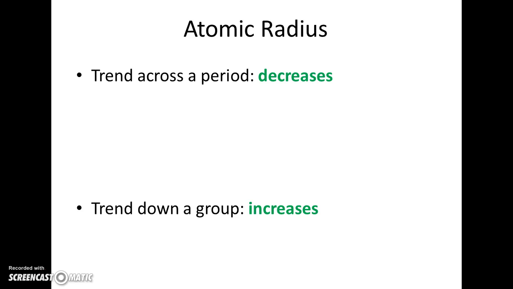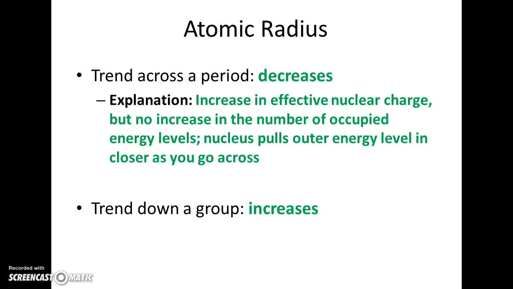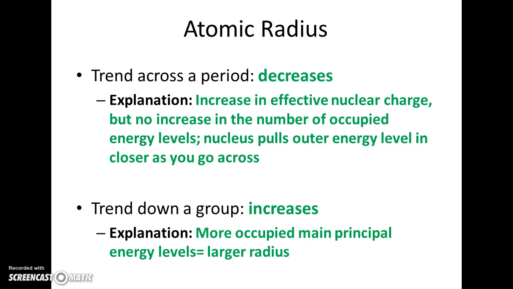Okay, so atomic radius, hopefully you remember the trends. If you were in my class, you learned about the snowman. It increases down a group and decreases across a period. As you go across a period, you might think that atomic radius increases because we're adding more electrons. But in fact, across a period, it decreases. And this is because we're increasing the charge in the nucleus, but we're not increasing the number of occupied energy levels. So what that means is that the nucleus is pulling the outer energy level in closer as you go across. Down a group, atomic radius increases, and that's just because we have more occupied principal energy levels, so we have a larger radius.